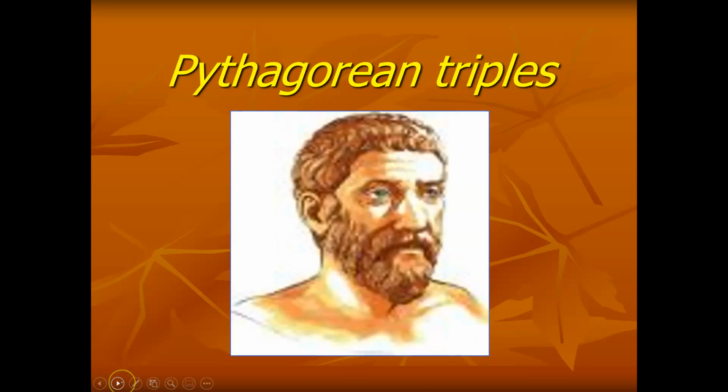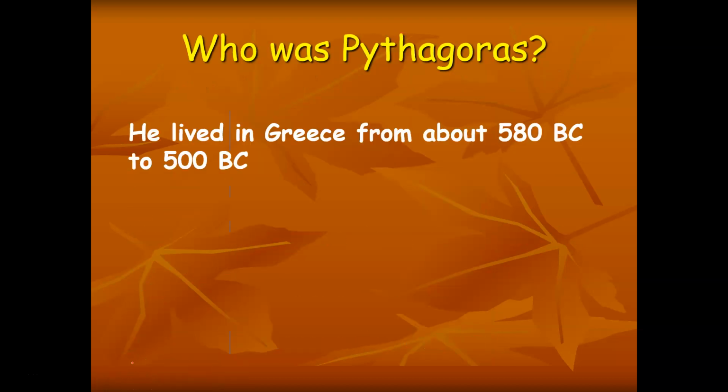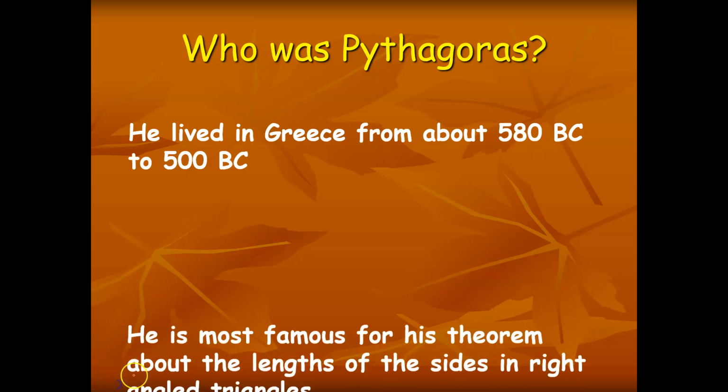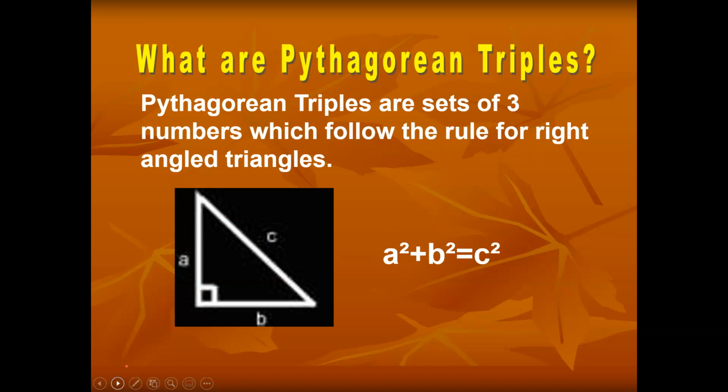So I thought I'd find a picture of Pythagoras for you, because I'm sure you're dying to know what he looked like. He lived from about 580 BC to 500 BC, so he was about 80 years old when he died. He's most famous for the theorem we talked about in the last lesson, about the lengths of the sides in right-angled triangles. But he's also known for his triples.